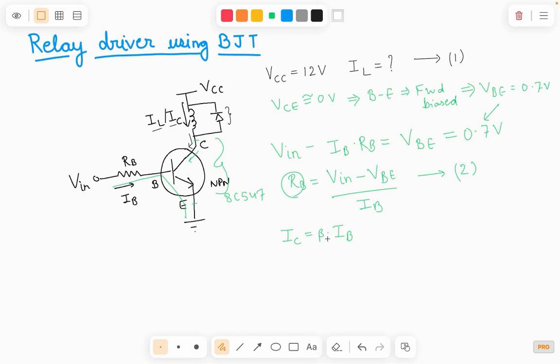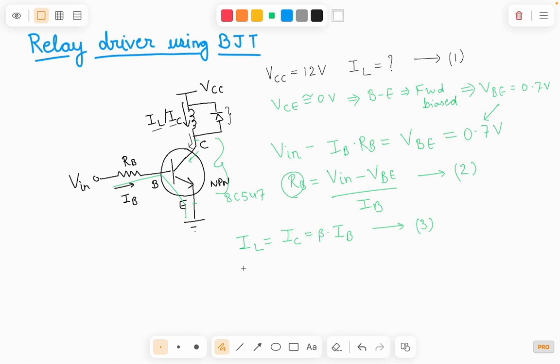To ensure that the transistor goes into the saturation region, this equation will hold valid when the base emitter voltage is 0.7 volt. So this is the third equation, and as we have already discussed, the collector current in this case will be equal to the load current.